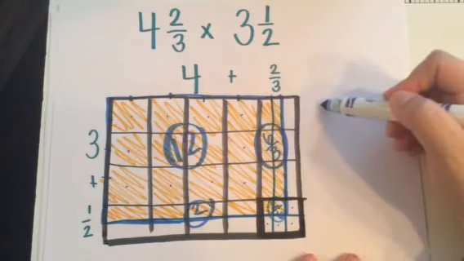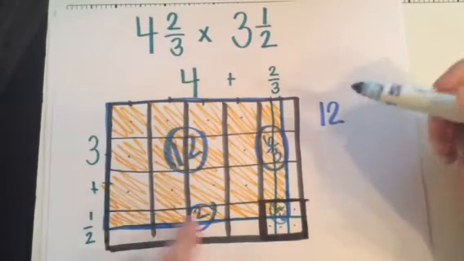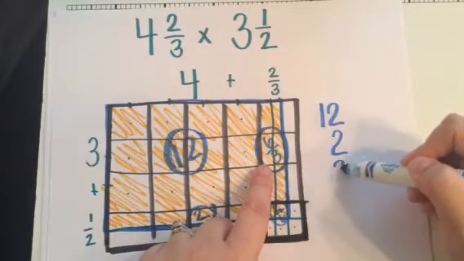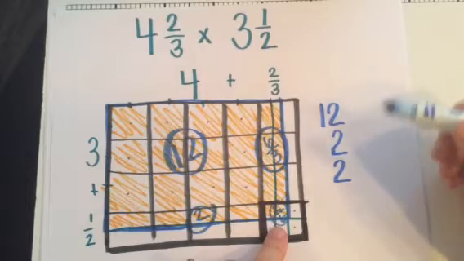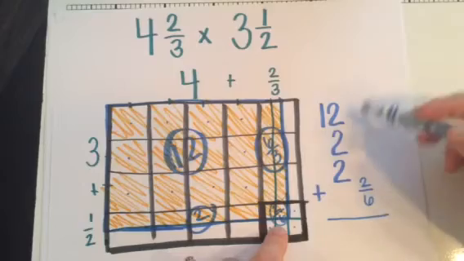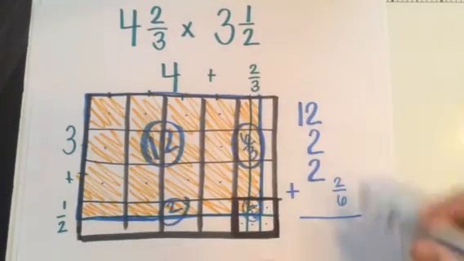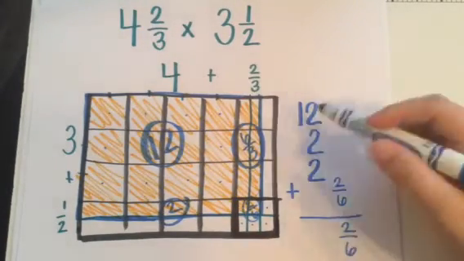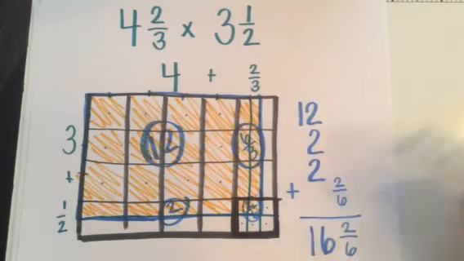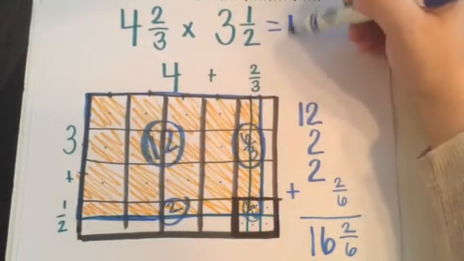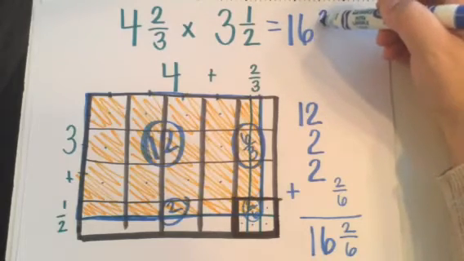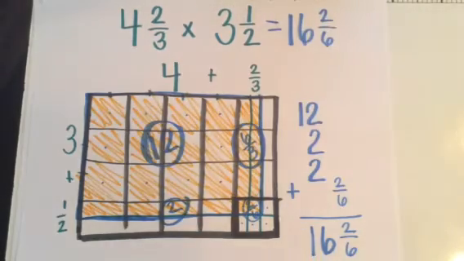So now I would come here and I could add. I know I have 12 plus 2. Actually, I know that 6/3 is equivalent to 2 as well, so I'm just going to record that as 2 here. And then we have 2/6 to add as well. So I don't have any other fractions to add with the 2/6, so I'll just keep the 2/6 there. And then 12 plus 2 plus 2 would be 16. So that would be 16 and 2/6. So that means 4 and 2/3 times 3 and 1/2 is 16 and 2/6.